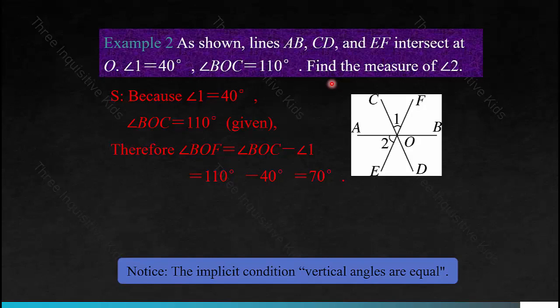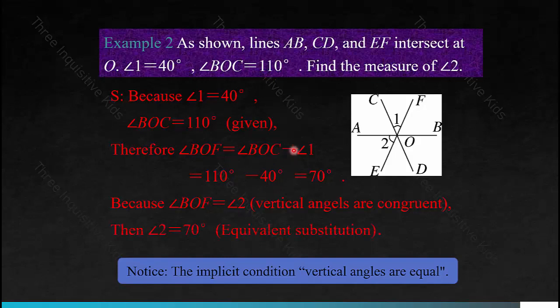But since we know that angle 2 and angle BOF are vertical angles, we know that angle 2 has a measure of 70 degrees. So we have angle BOF equal to angle 2 because vertical angles are congruent, and therefore angle 2 is equal to 70 degrees. And we get that from equivalent substitution.